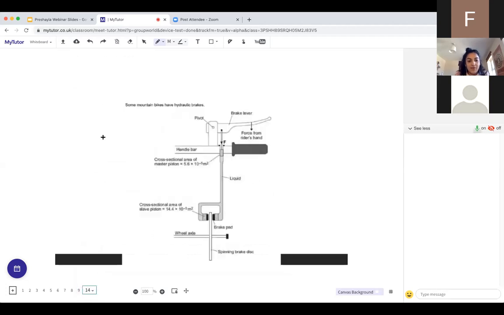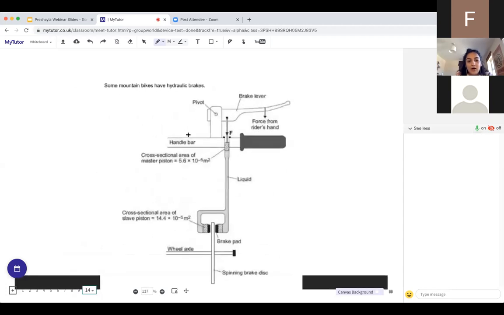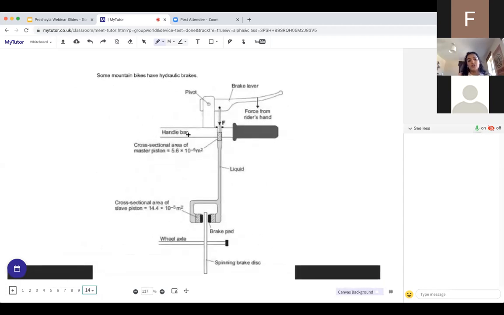Okay, so here we have a diagram of hydraulic brakes. Don't worry too much about what hydraulic brakes are. It doesn't come up in your specification for AQA, but hydraulic brakes are basically, they use water to allow brakes to work more efficiently. So it's a better way of having brakes rather than just a clamp on the gears.